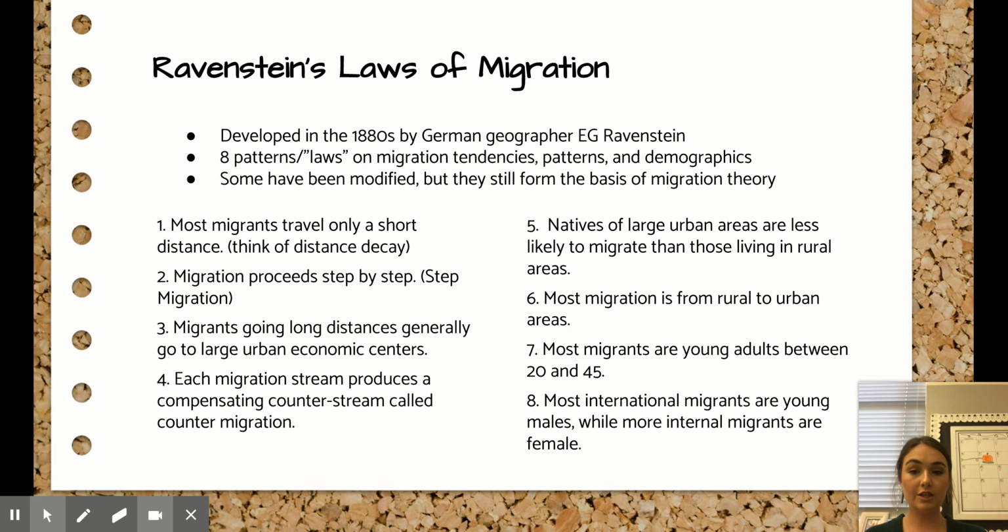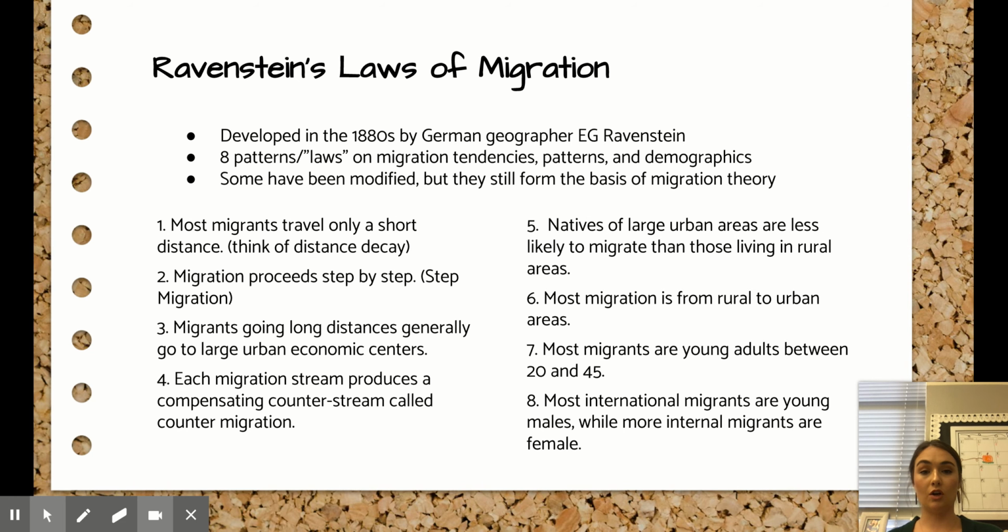The fourth law, each migration stream produces a compensating counter stream called counter migration. This law, honestly, is the hardest for me to grasp because I guess I don't see it, but it does happen. So it is said that although, for example, in the 2000s, there was a large stream of Central American migrants moving to the United States, at the same time, there were people from the United States also moving into Central America. That example is also found in your book, I think, as well.